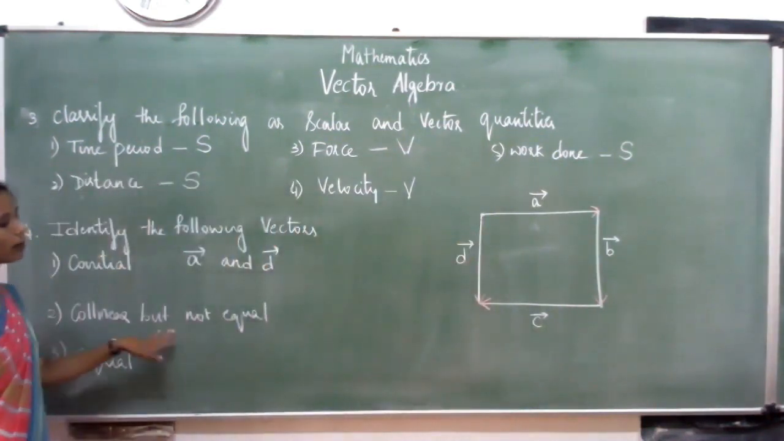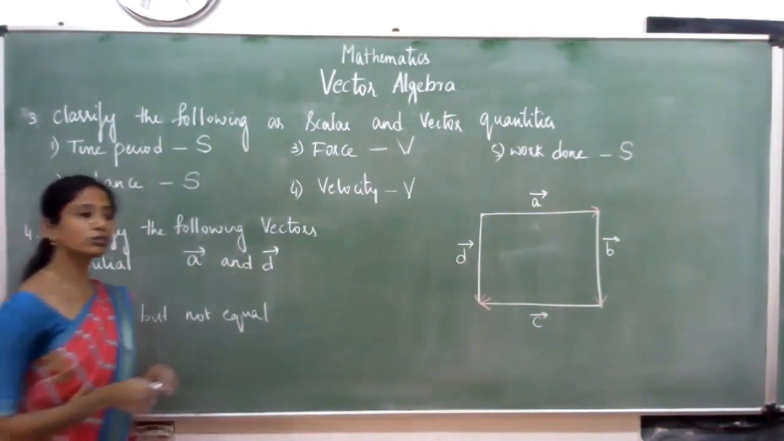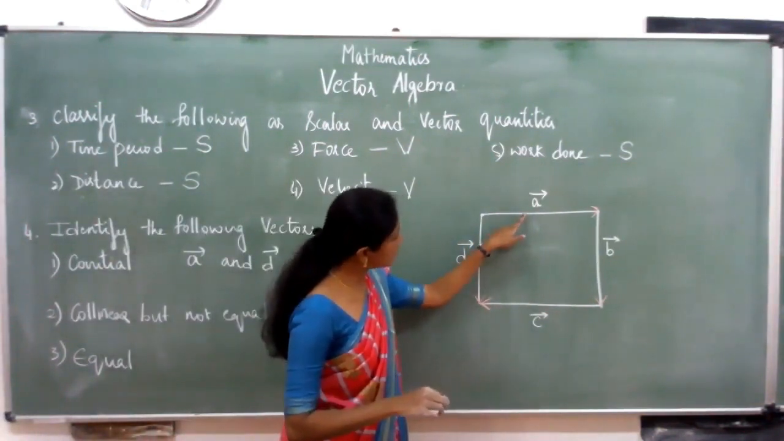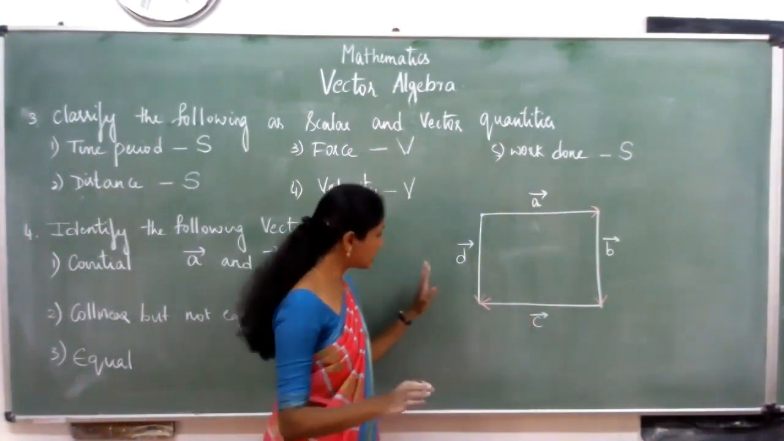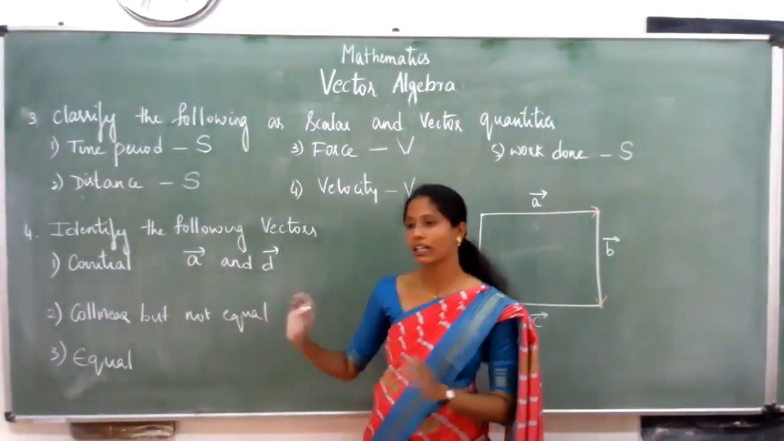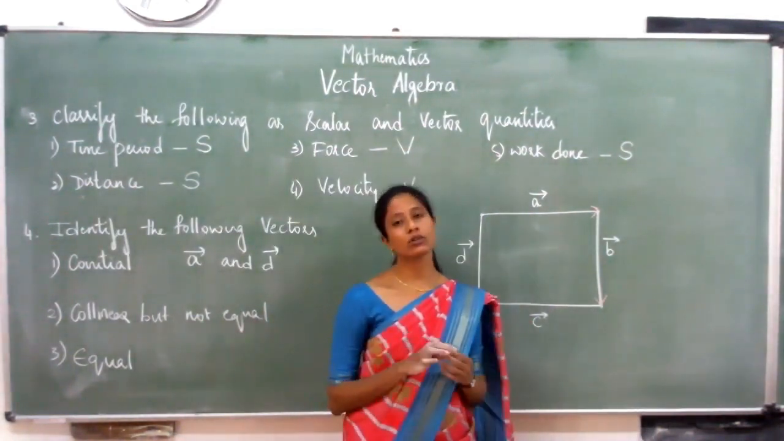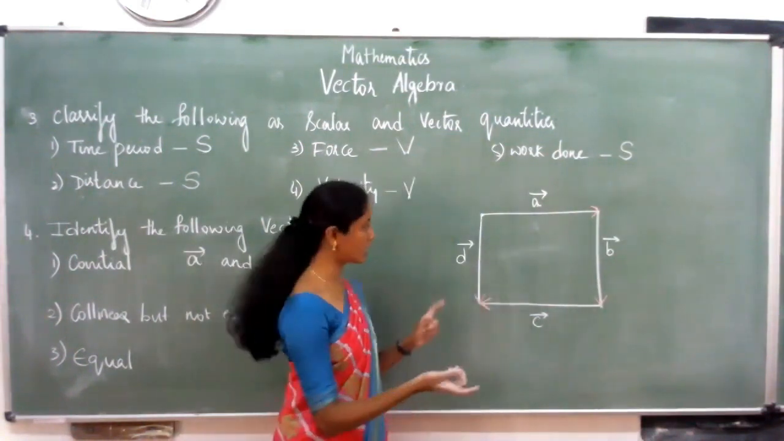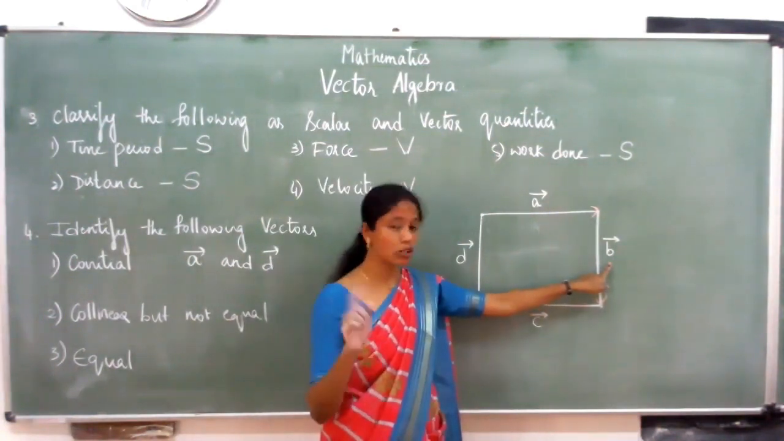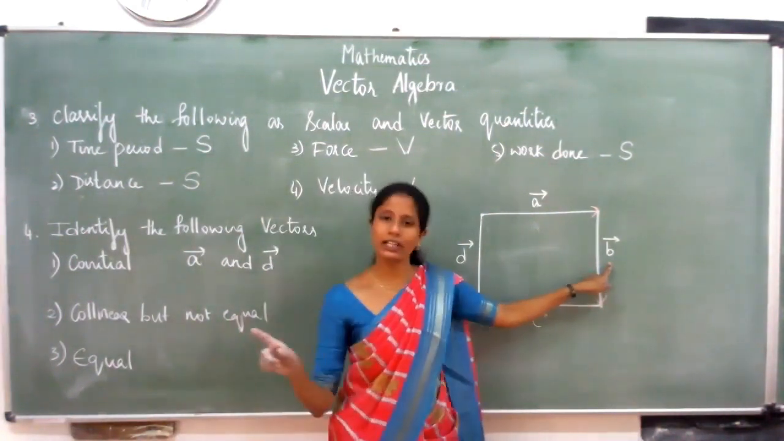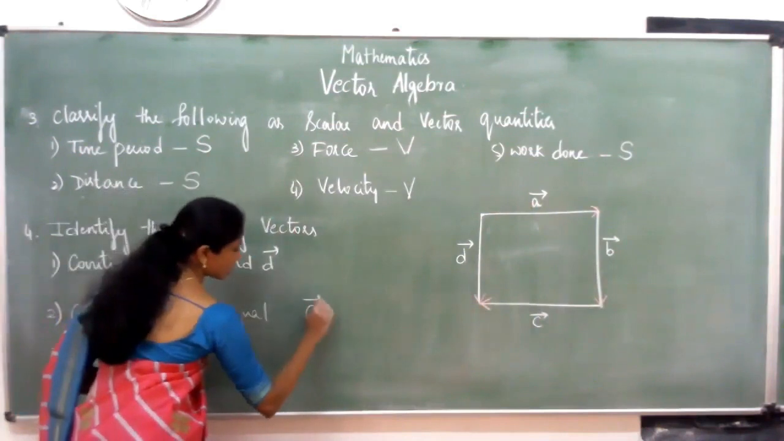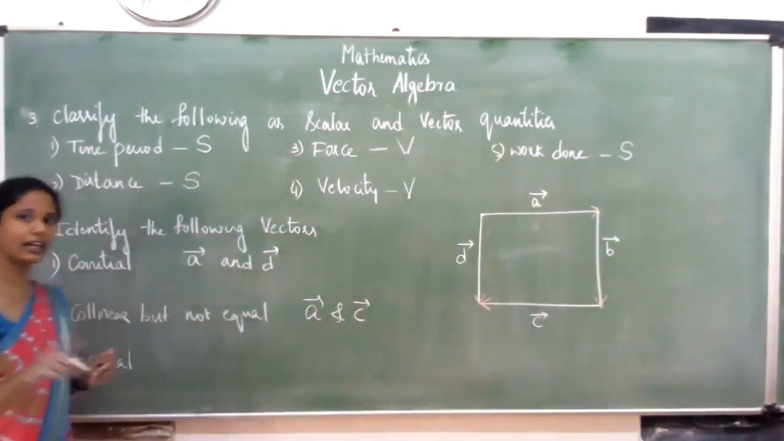Next, collinear but not equal. Collinear vectors are those vectors which are parallel to the same line. So, if you see, vector A and vector C are collinear. Even vector D and vector B are collinear. But they are collinear but not equal. When you come to equal, those are vectors which have the same magnitude as well as direction. Here B and D have the same direction. Though they are collinear, they are also equal vectors. We need only collinear and which are not equal. So vector A and vector C are the vectors which are collinear and not equal.